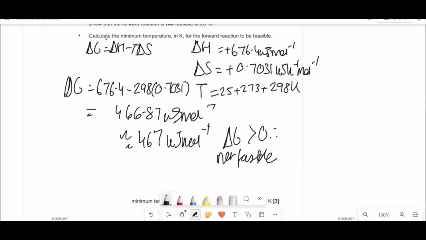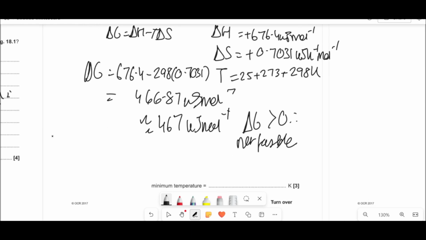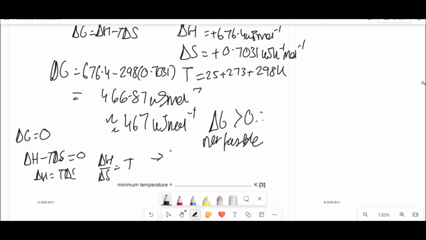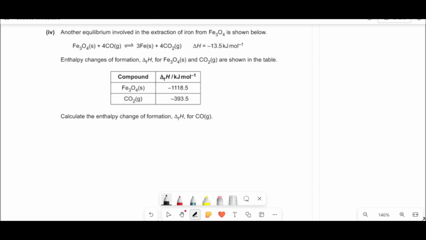Then it says calculate the minimum temperature at which this becomes feasible. So when it's feasible, delta G has to be equal to or less than 0. So that means that delta H minus T delta S equals 0. So then delta H equals T delta S. So then delta H divided by delta S would equal T. If we do that, we would get delta H, which is 676.4, divided by 0.7031. If we do that, we get 962 Kelvin. Done. Now it says another equilibrium is involved in the extraction of iron from this, as shown below.